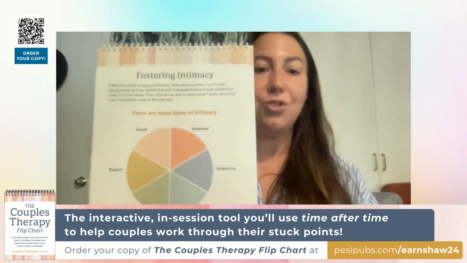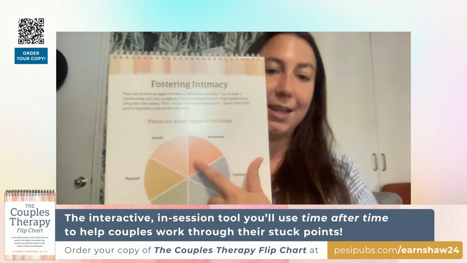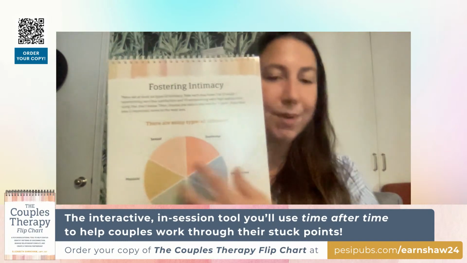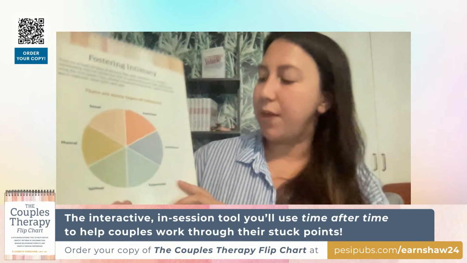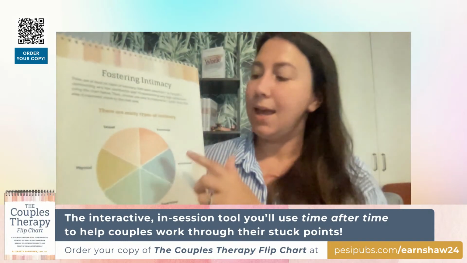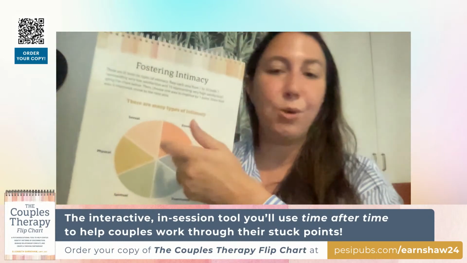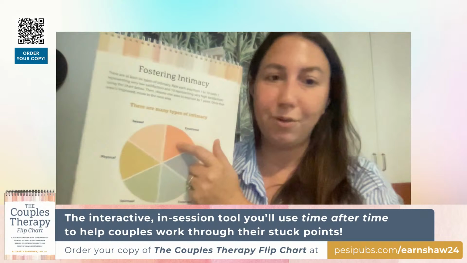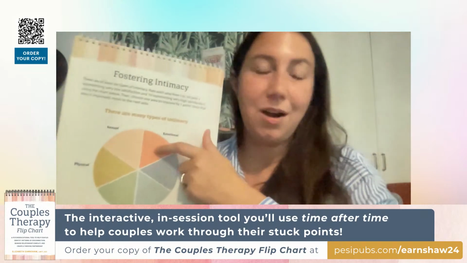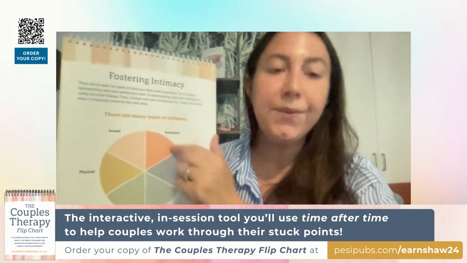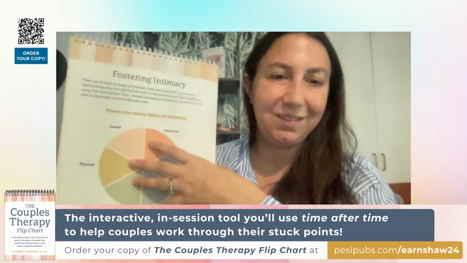The other thing that you can do is have them fill in each area about what fills that piece of the pie up for them. So they could go in and say, for me, emotional intimacy means having really good conversations. The other person might say, emotional intimacy for me is not really having conversations, but it's actually filled up when I feel physically close to you. So you could have them fill those pieces of the pie up.